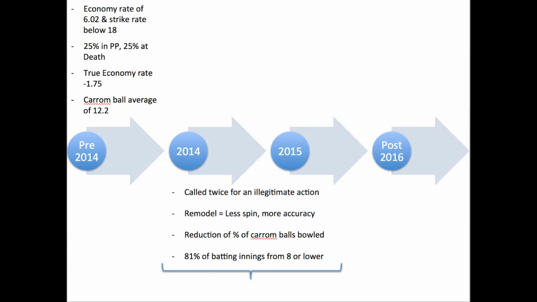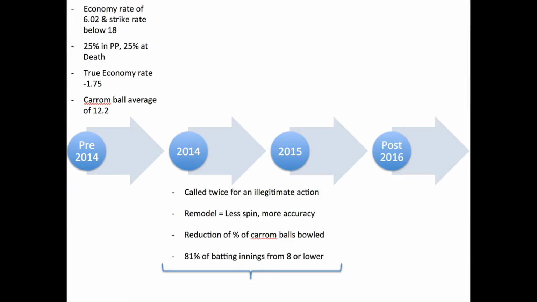So the amount of carom balls that he bowls has dropped. In 2014, he bowled 55% of his deliveries as carom balls, and compare that to 18% in 2019. So he's made a massive shift in the way that he's looked to go about things. He's accepted that he's not going to be such a serial wicket taker as he was in the past, but he's going to maintain his defensive bowling record and be able to bowl tough periods of time in the game.